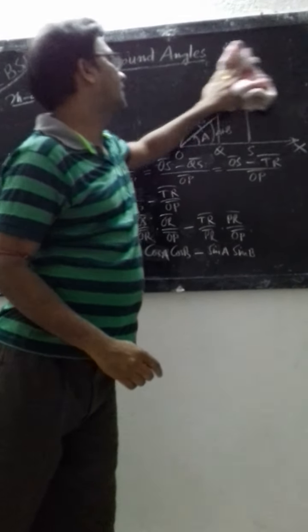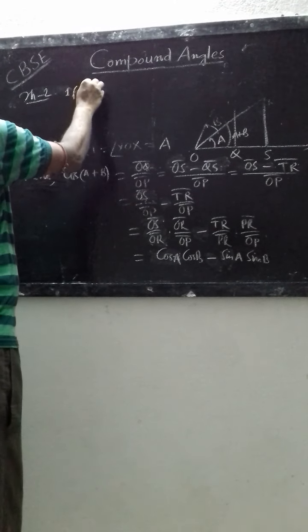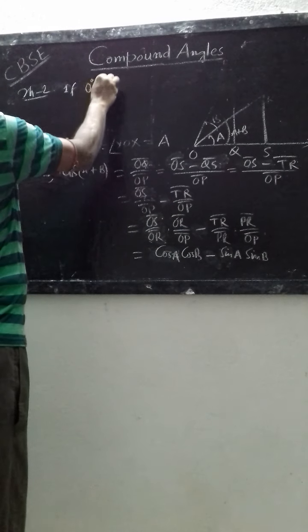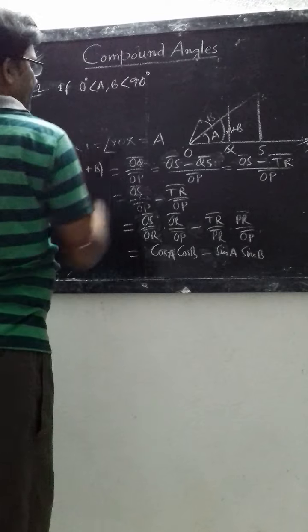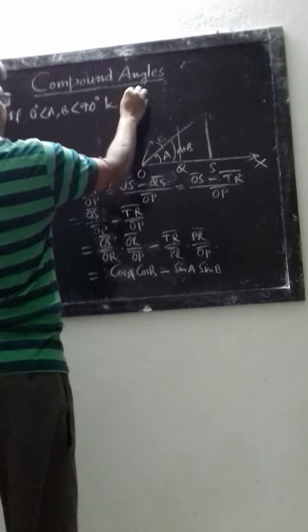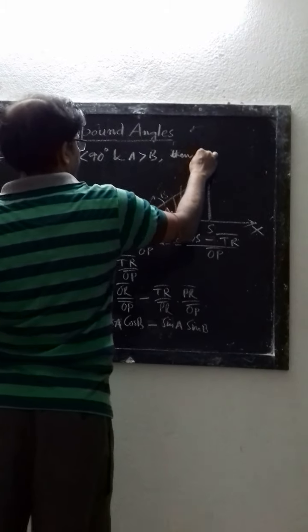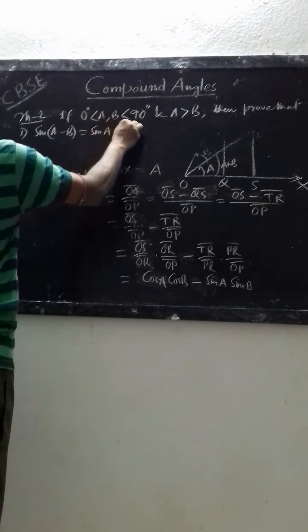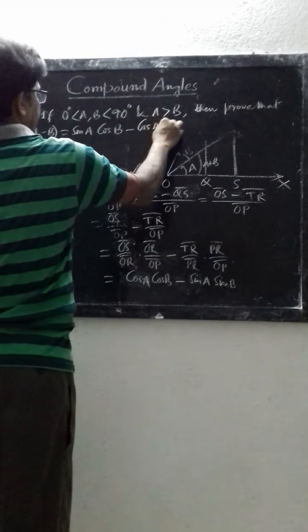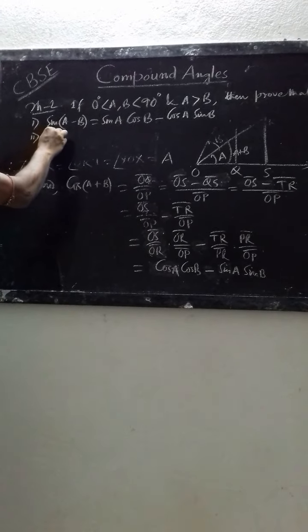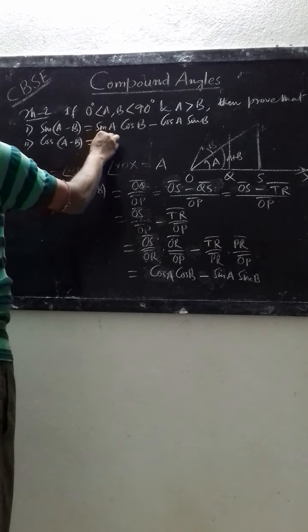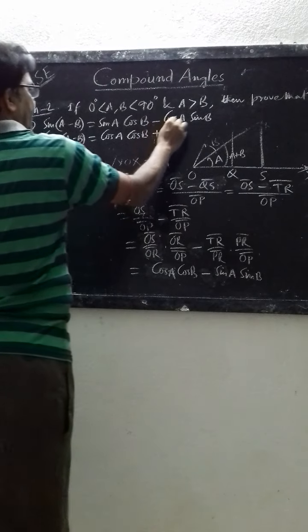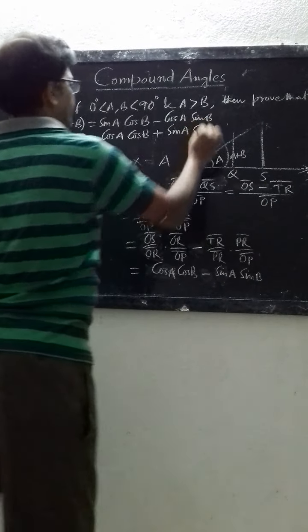Now theorem 2. If A and B are positive acute angles and A is greater than B, then prove that number 1, sin(A minus B) equals sin A cos B minus cos A sin B. And number 2, cos(A minus B) equals cos A cos B plus sin A sin B.